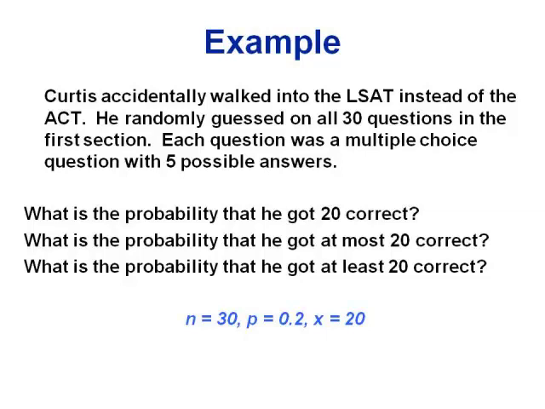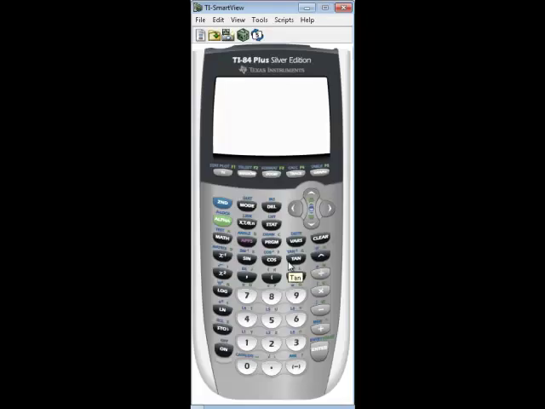In this video I'm going to walk through how to do the binomial probabilities on your calculator. I'm going to go back to this example from the PowerPoint about the LSAT test and finding these three different probabilities. First we'll find the probability that he got exactly 20 correct.